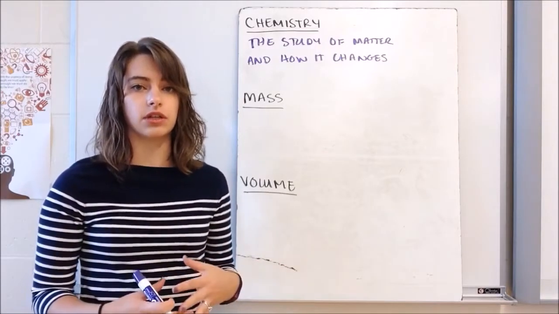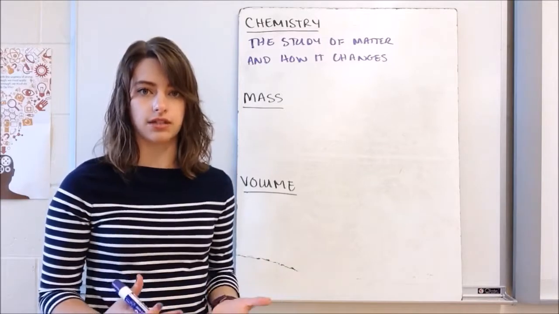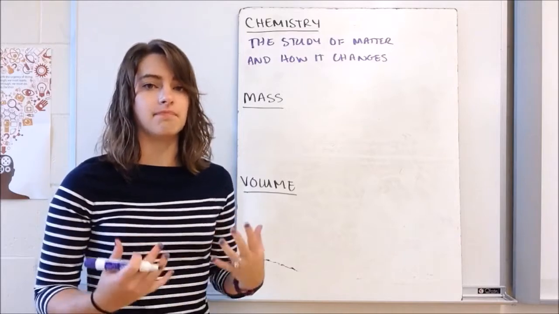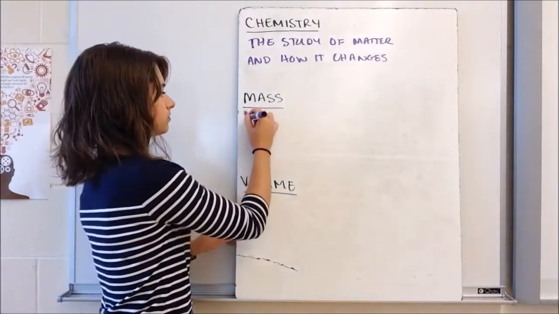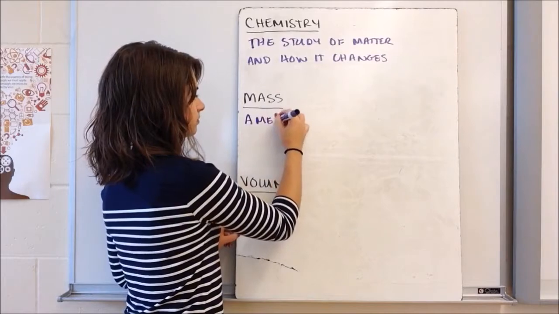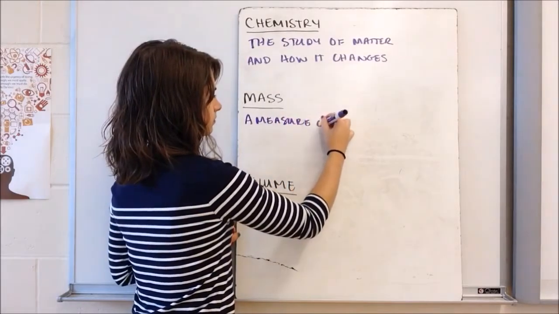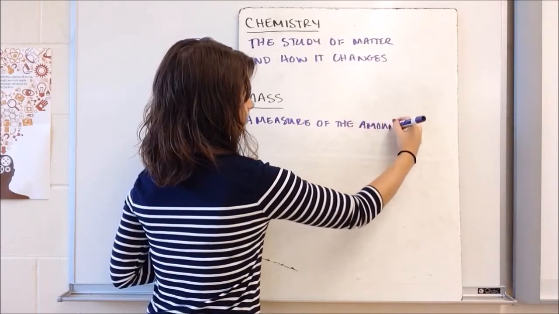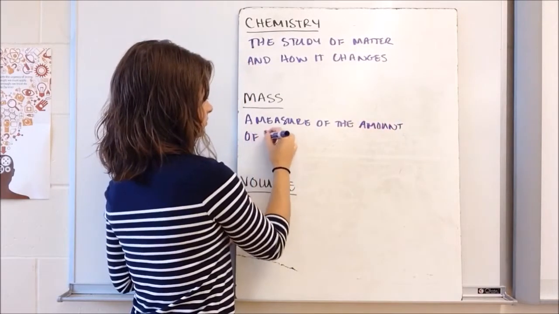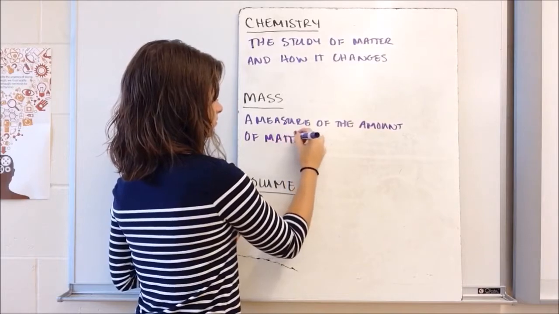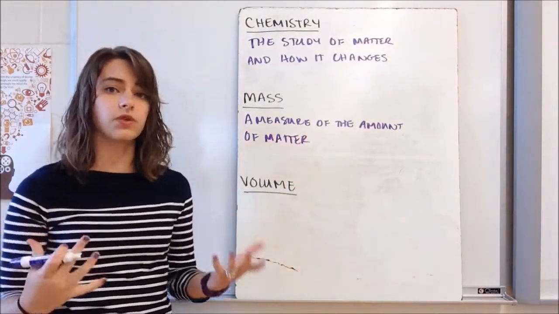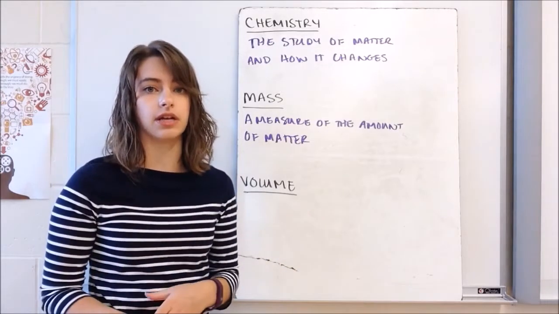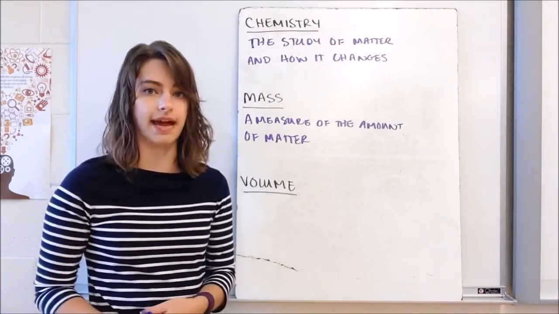When we study chemistry, we look at two major components a lot. And the first is mass. Mass is a measure of the amount of matter. So if we have more matter, we're going to have a greater mass. If you have less matter, you're going to have a lower or less mass.